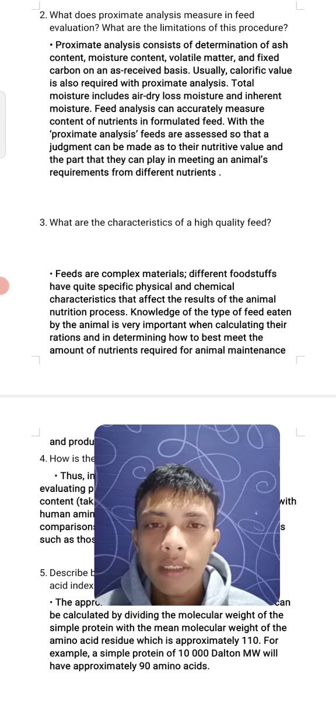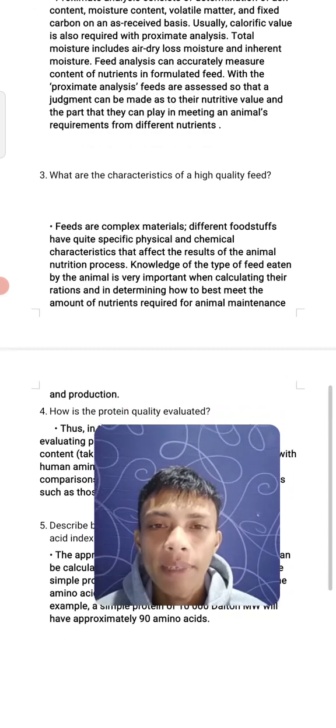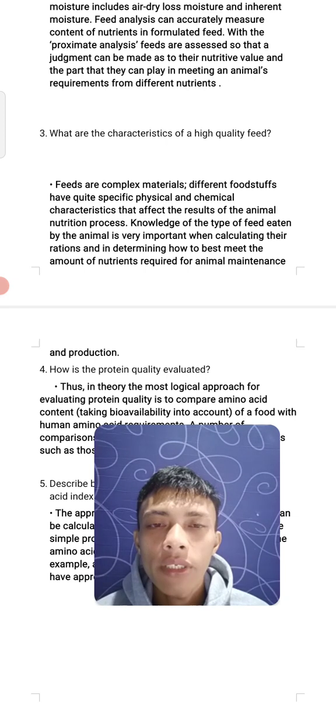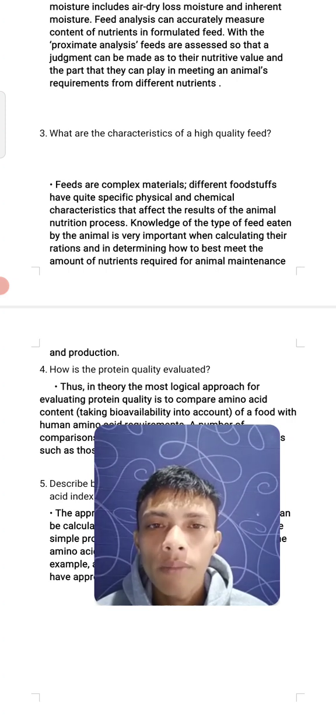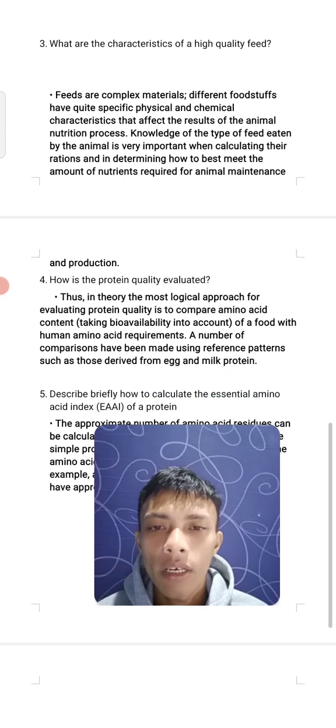Number 3 question. What are the characteristics of high quality feed? Feeds are complex materials. Different foodstuffs have quite specific physical and chemical characteristics that affect the result of the animal nutrition process. Knowledge of the type of feed eaten by the animal is very important when calculating their rations and determining how to best meet the amount of nutrients required for animal maintenance and production.